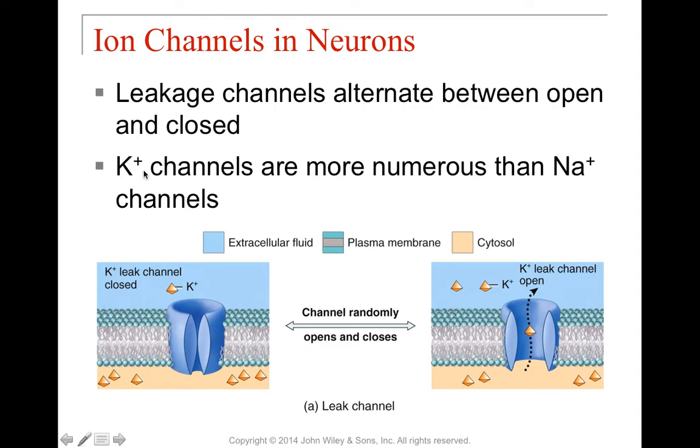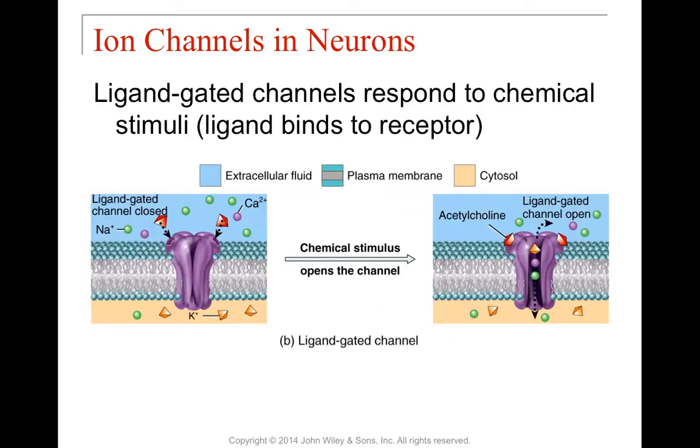They're a lot more numerous than, say, sodium channels. And these leakage channels basically alternate back and forth between being open and being closed. That's going to allow for equilibrium to be restored. So we're going to end up getting approximately the same amount on one side and the other over time until we want to induce a change in the charge.